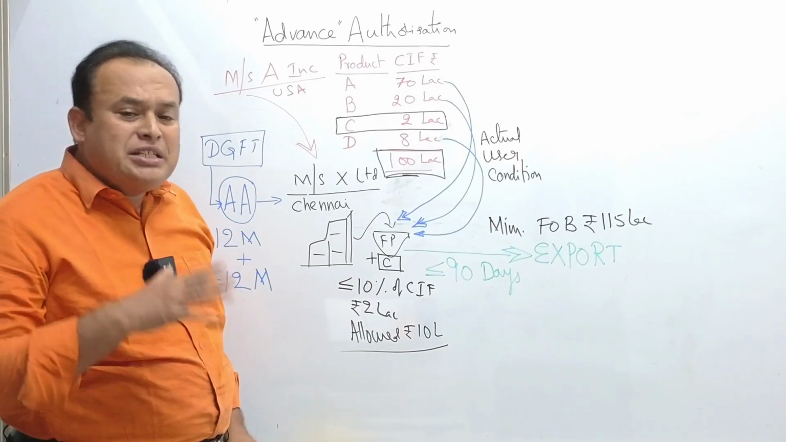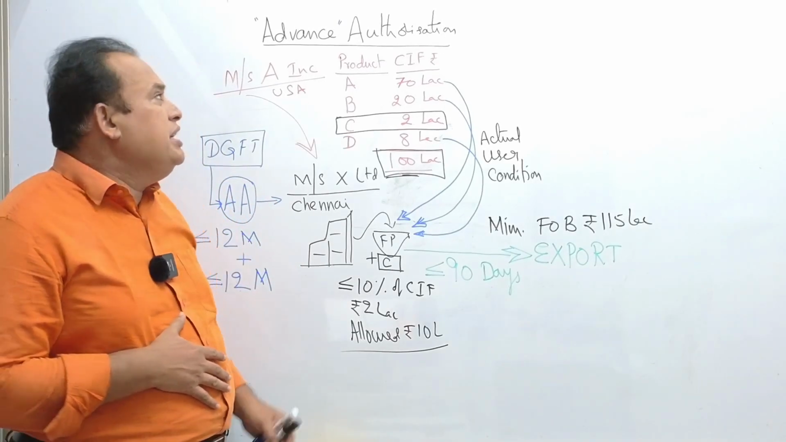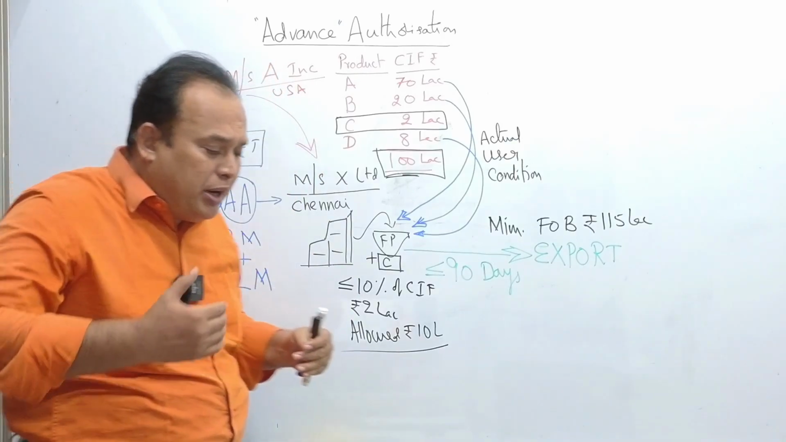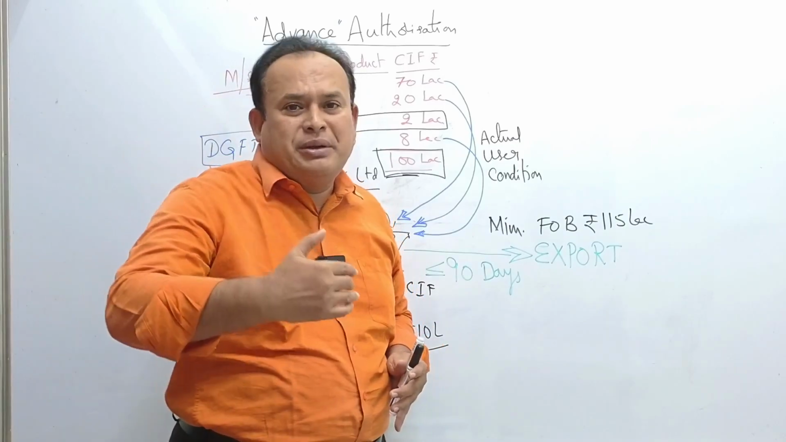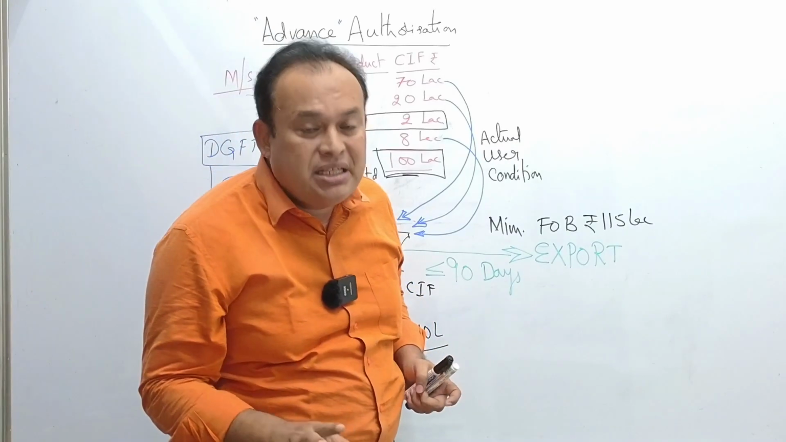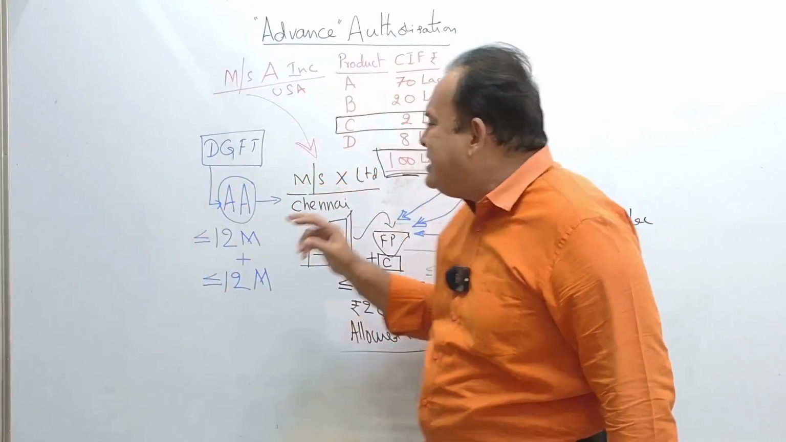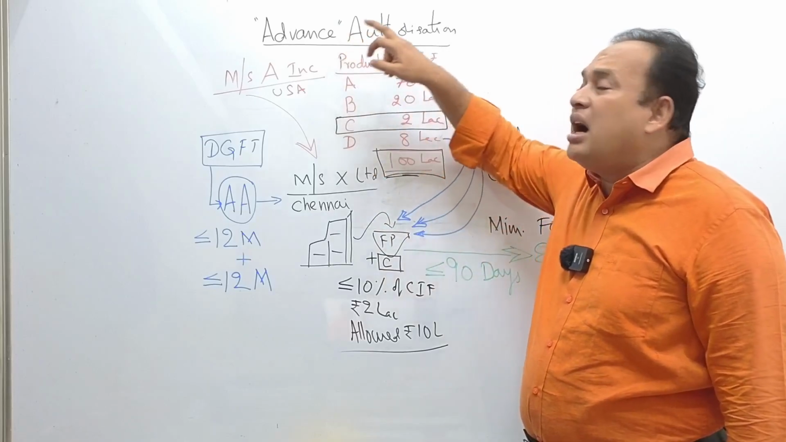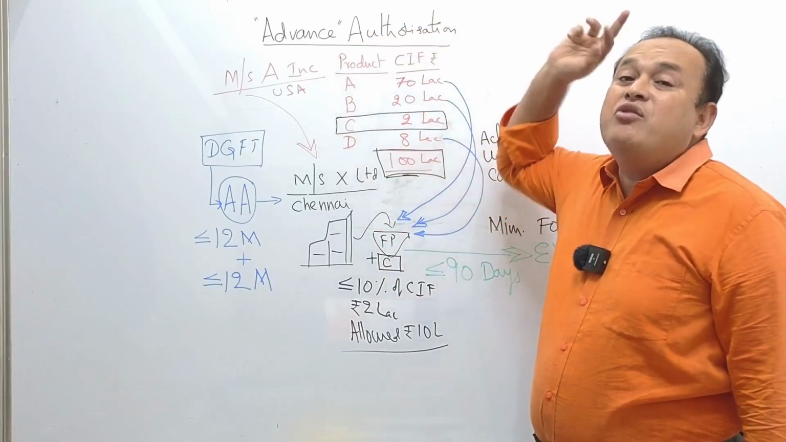Further, there is a possibility that if X Limited has export performance for the past 2 years, then he is entitled for advance authorization on an annual basis.